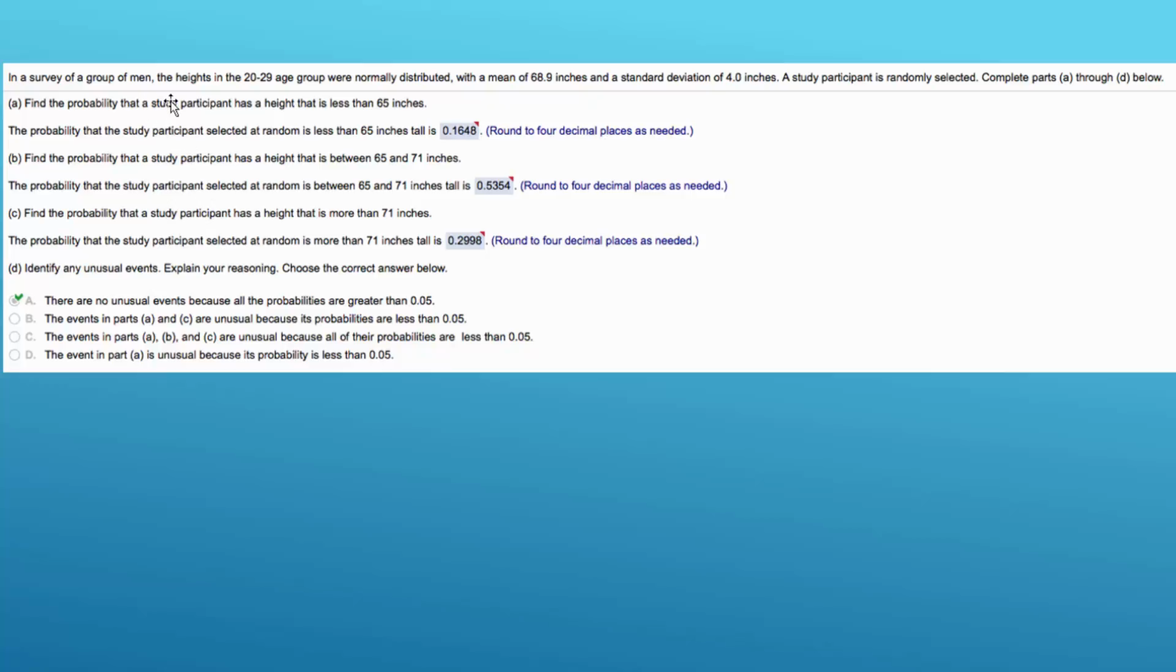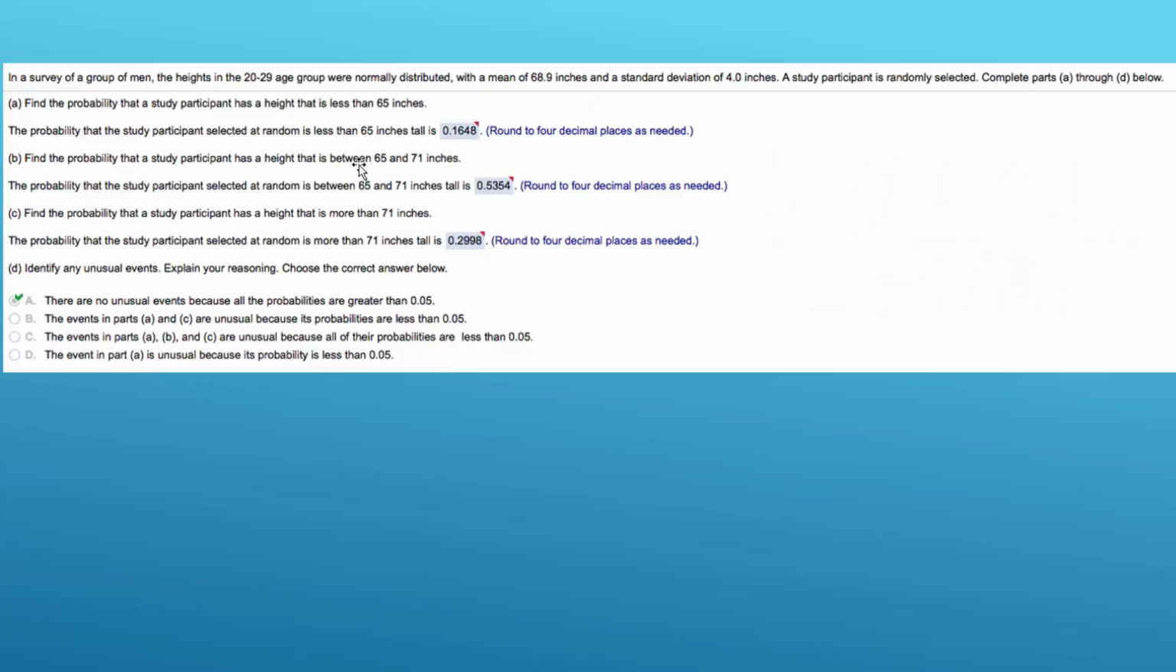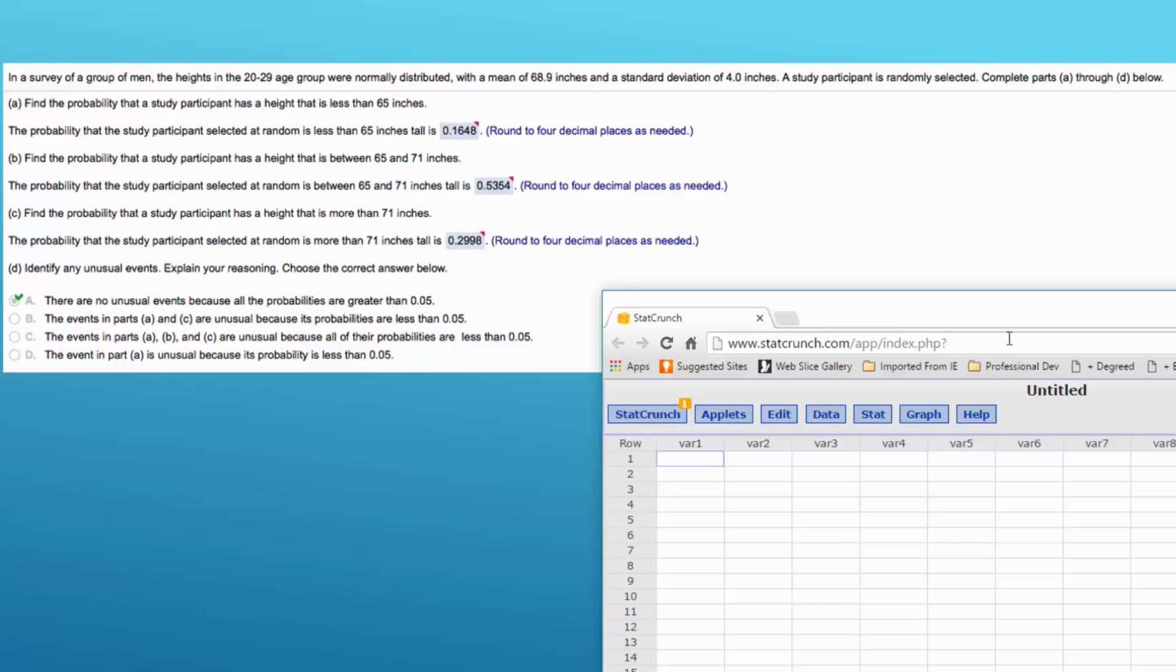This is a survey. We're told that the sample was normally distributed with a mean of 68.9, standard deviation of 4, and we selected randomly a participant, and we want to know what's the probability that he's less than 65, between 65 and 71, and more than 71, and then whether or not any are unusual. So let's bring up StatCrunch.